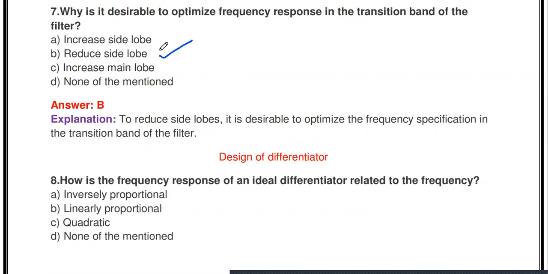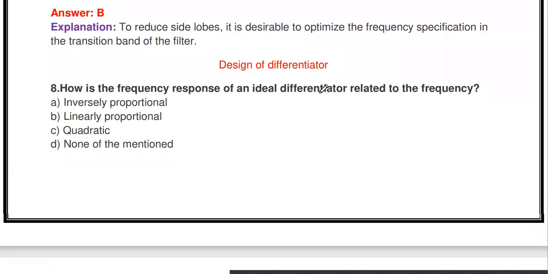Okay, so this question we already discussed in a different way. In order to reduce the side lobe, in which region do we have to take the optimization? In the transition band of the filter, we have to optimize the frequency specification. Here the question is asked in reverse: to reduce the side lobe, we optimize the frequency response in the transition band.